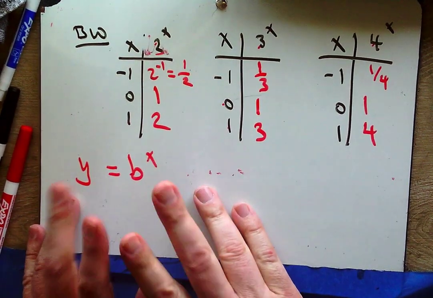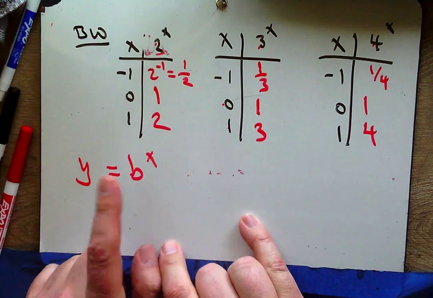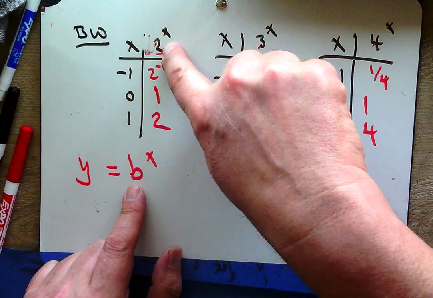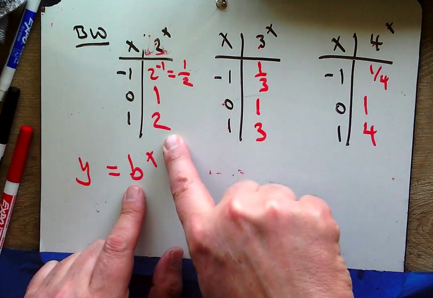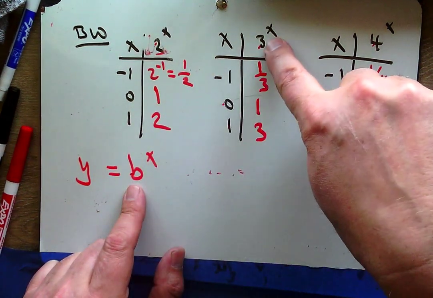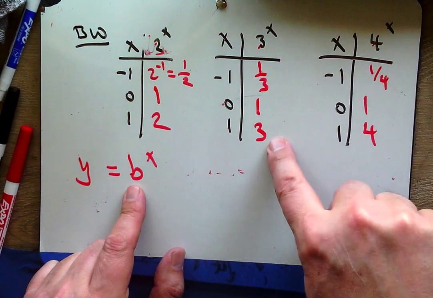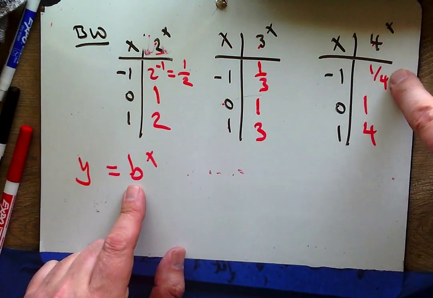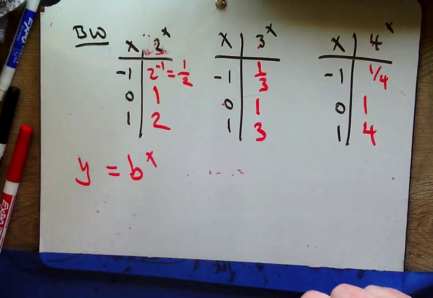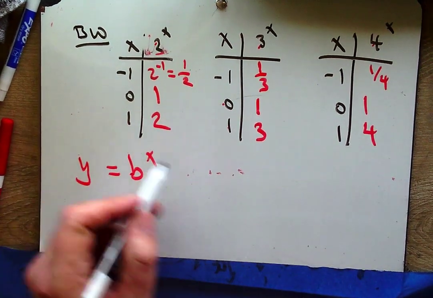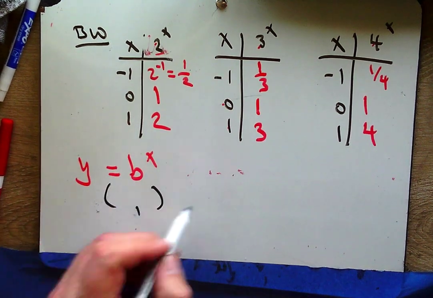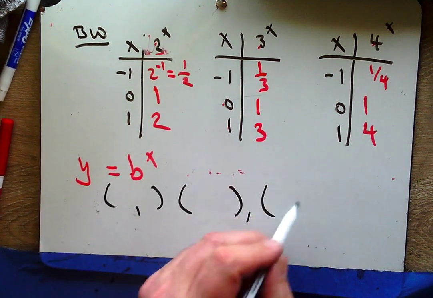I want to build a general case, regardless of the base value. Notice here, my base was 2. Look what values I got. Notice here, my base was 3. Look what values I got. Notice here, my base is 4. Look what values I got. So if you were going to tell me which ordered pairs were on this general graph, what would those ordered pairs be?